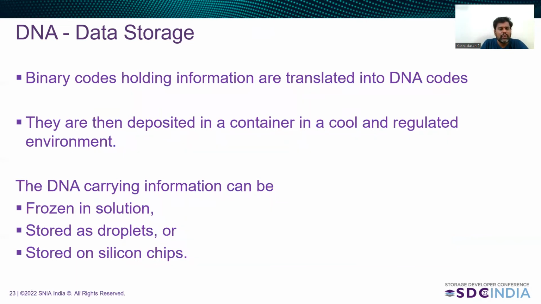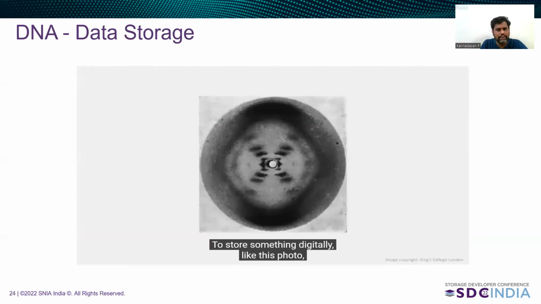Binary codes holding information are translated into DNA codes. Then they are deposited in a container in a cooled, regulated environment. The DNA carrying information can be frozen in a solution, stored as droplets, or stored on silicon chips.